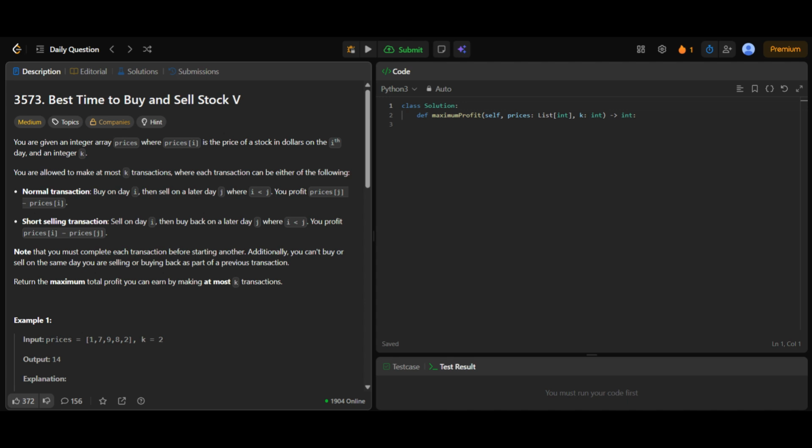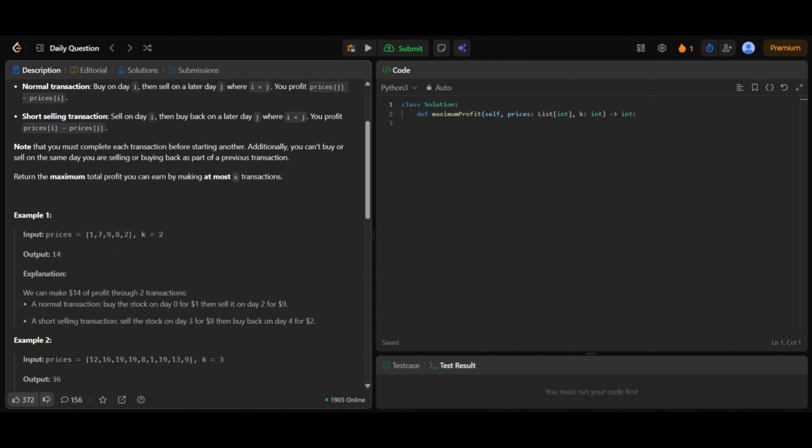There are a few important constraints to keep in mind. You must complete one transaction before starting another. You cannot buy or sell on the same day that is already being used as part of another transaction. Your task is to return the maximum total profit you can earn by making at most k transactions under these rules. This problem combines dynamic programming with careful state management. Let's go through the examples next to understand how both normal trades and short selling affect the profit.